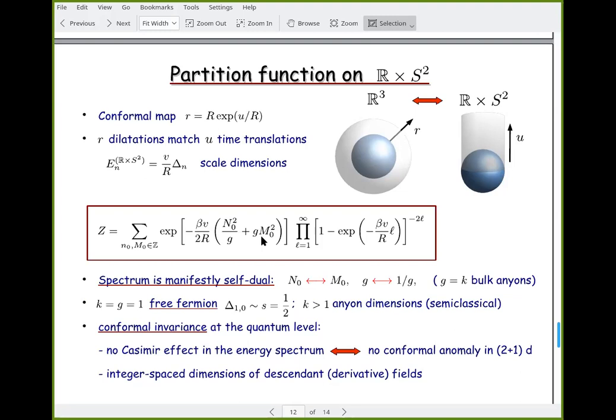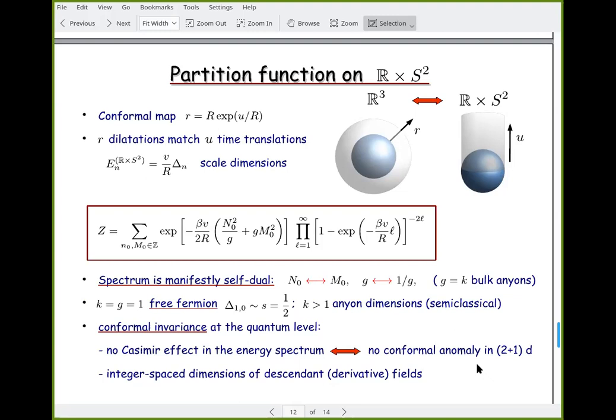And also there are some checks that the theory is conformal invariant, not only scale invariant. One check is that there is no Casimir effect, which would be a little displacement in the energy here. A finite term in the energy here is not present. That is consistent with the fact that we don't have conformal anomaly in 2 plus 1 dimensions.